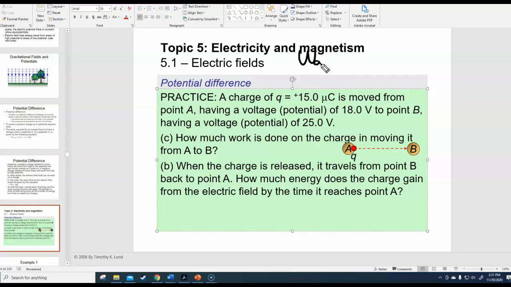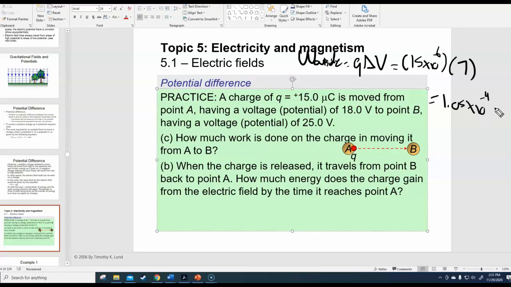Okay, the work done by an outside force would be equal to Q delta V, and so that would be 15 times 10 to the negative 6 times the potential difference, which was 7 volts, and we already did that calculation before. That is 1.05 times 10 to the negative 4 joules. In other words, that's how much energy I have to add in order for the charge to move from point A to point B, because point B is at a higher potential.